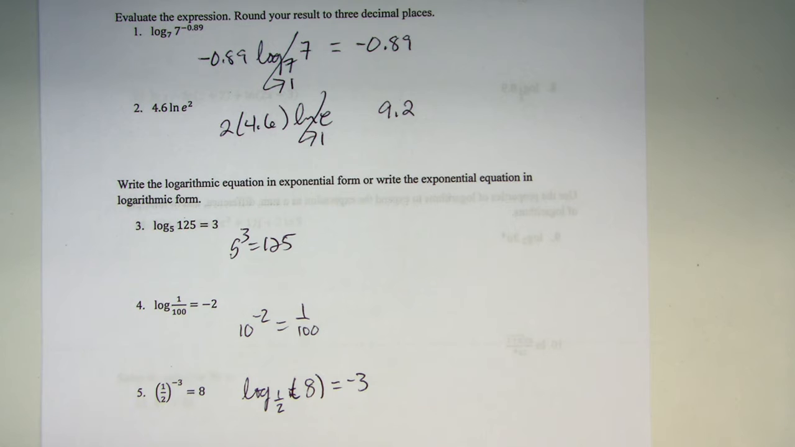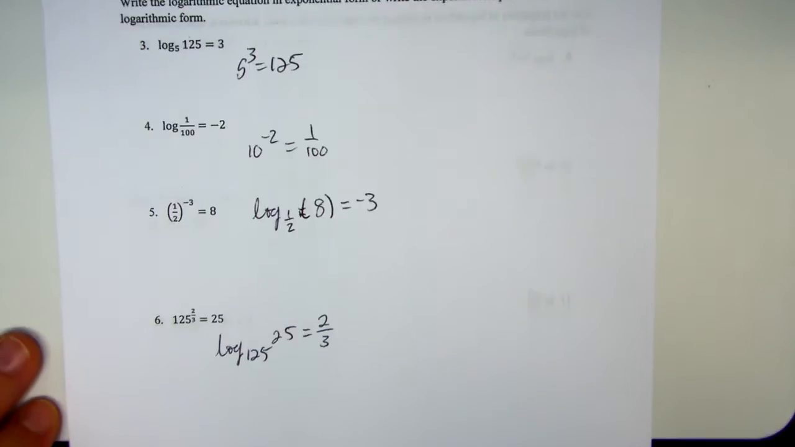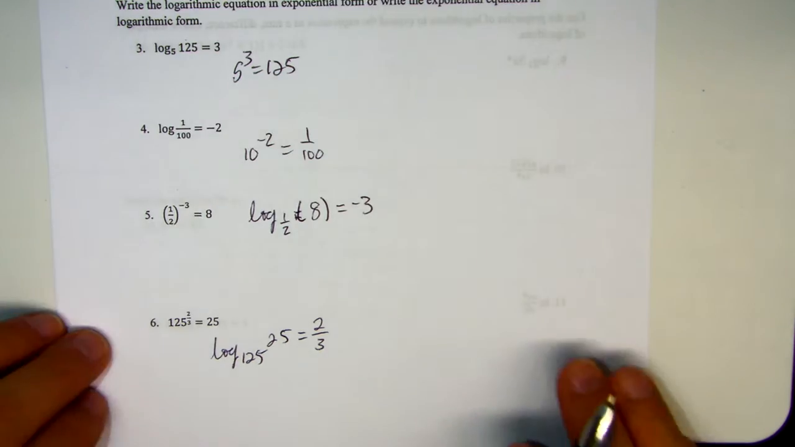And then this one here is log base 125 of 25 equals 2/3. Okay? I'm sorry. Okay. Page 2.